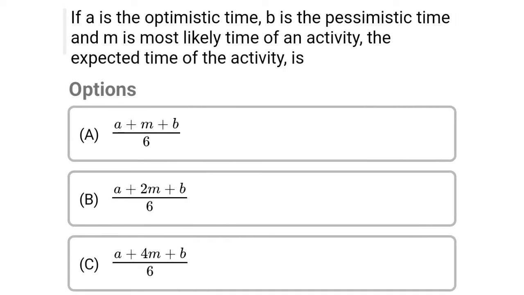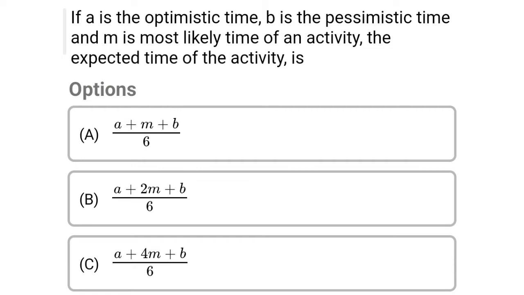Next question, if A is the optimistic time, B is the pessimistic time and M is the most likely time of an activity, the expected time of the event is option A, (A + M + B)/6, option B, (A + 2M + B)/6, option C, (A + 4M + B)/6, option D, (A + 5M + B)/6.